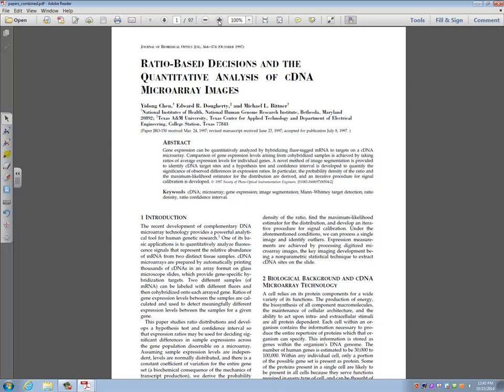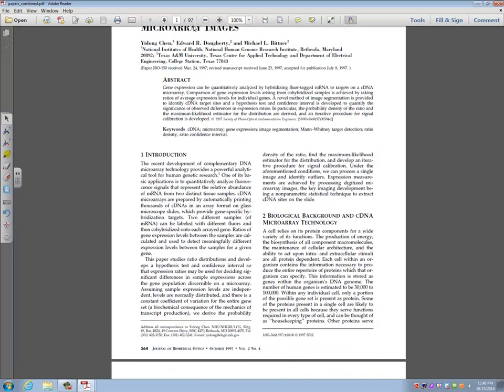Okay, so this is the paper that we are discussing: Ratio-Based Decisions and the Quantitative Analysis of cDNA Microarray Images. So you should have no trouble reading the introduction, the molecular biology background and the cDNA microarray technology. This is stuff we have covered in this course. So you should be able to read through the first two sections of this paper just like that. There should be no problem.